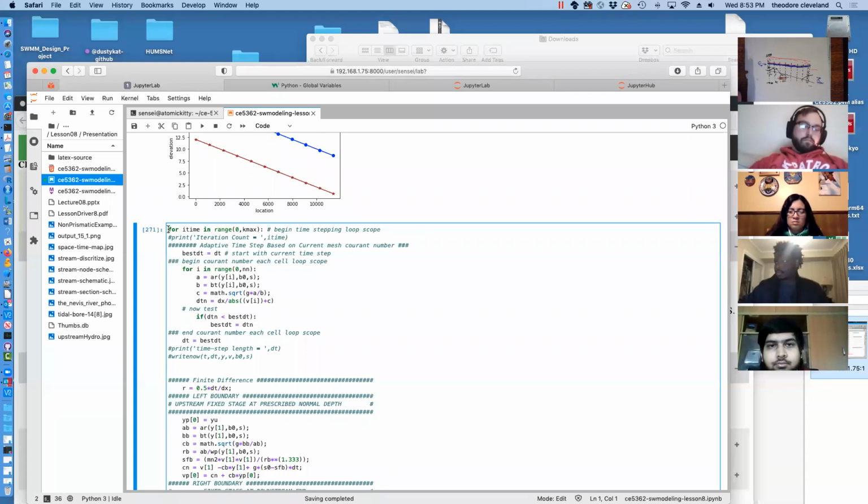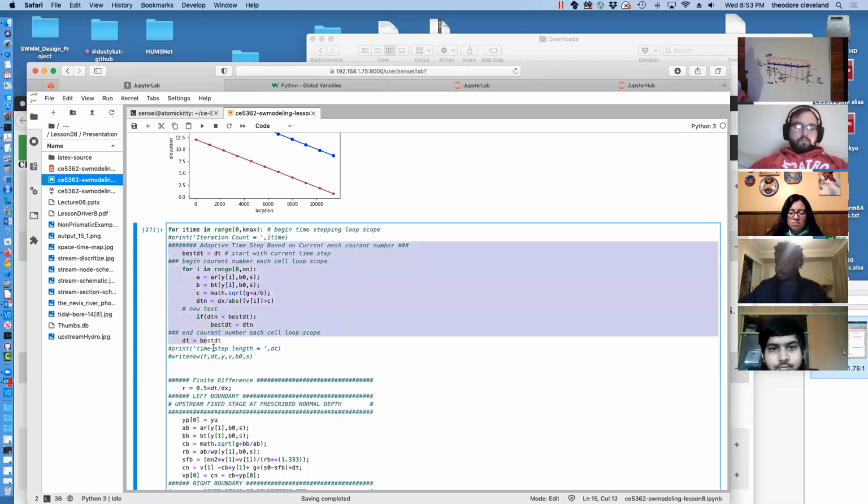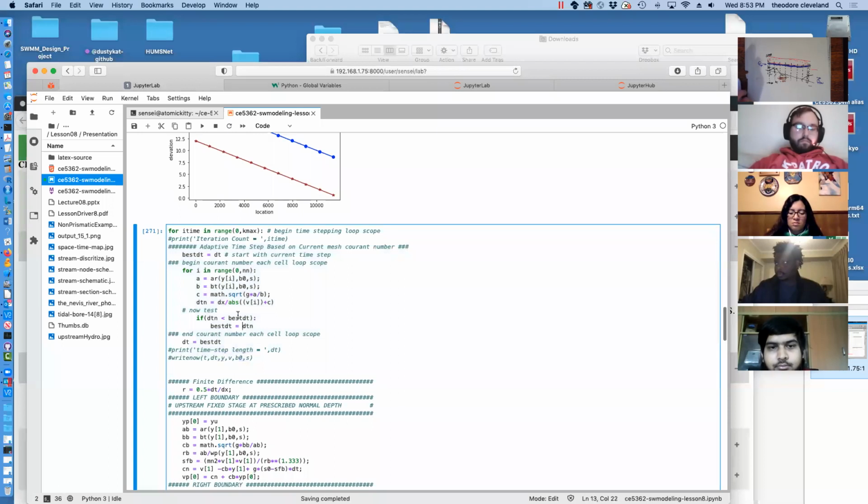So we're going to start our time stepping. And so we're going to go from 0 to k max, where time is just a counter, and it keeps track of how many times we have traversed this loop. The next thing is we're going to do something called adaptive time stepping. And what we're going to do is compute the smallest time step that we can use based on the worst case of any of the computational cells.